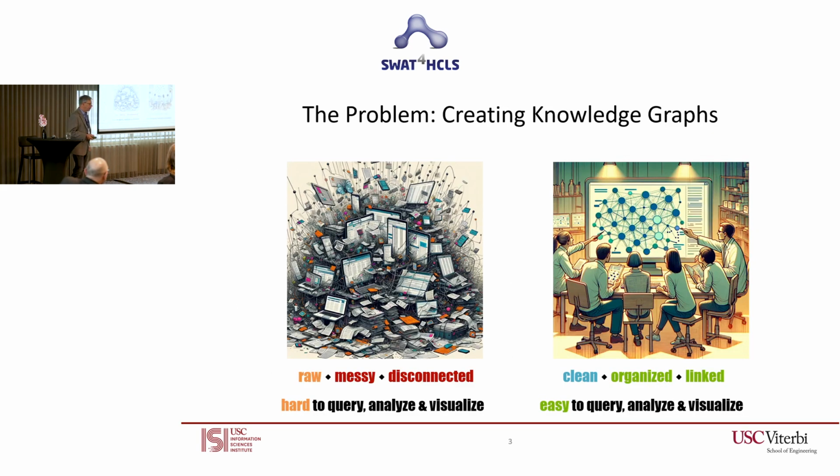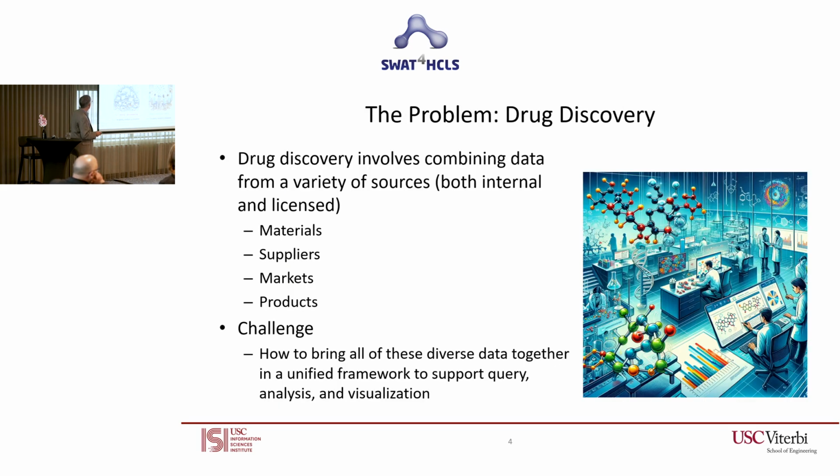Okay, so the general problem I think we've seen here already: we want to go from this raw, messy, disconnected set of data that's hard to use into something that's well organized, that we can query, analyze, visualize, run machine learning algorithms on, and so on. In the drug discovery problem, we worked on this for a while. We were looking at different combinations of sources, including materials, suppliers, markets, and products. And the challenge here was the usual challenge: how do you bring all this data together in some kind of uniform framework where you can support the analysis that you want to do on the data?